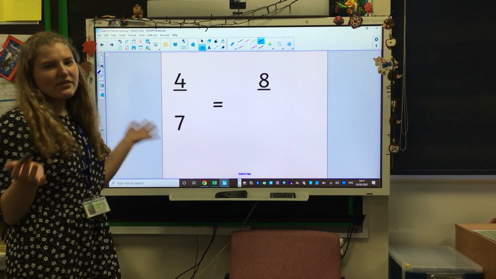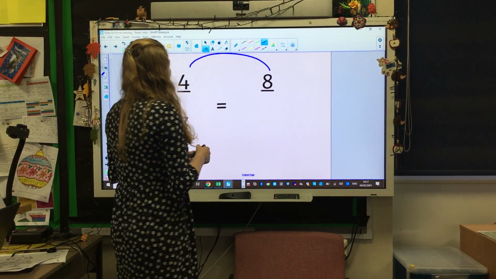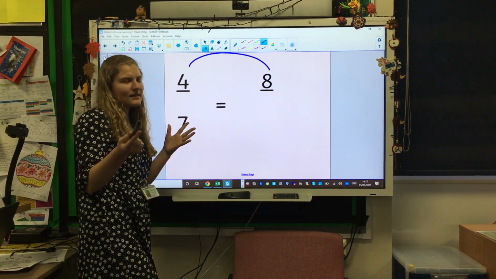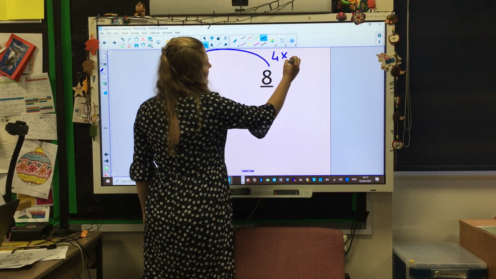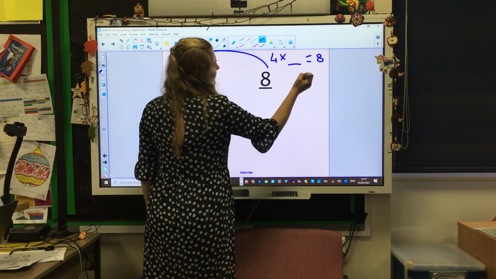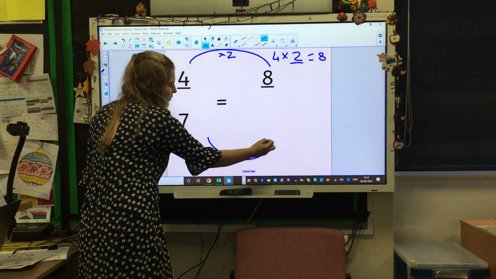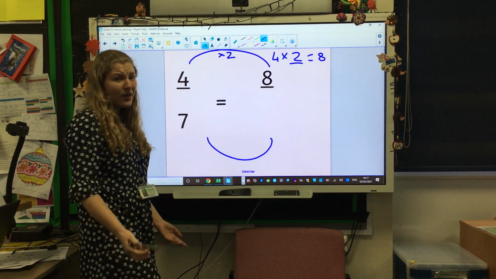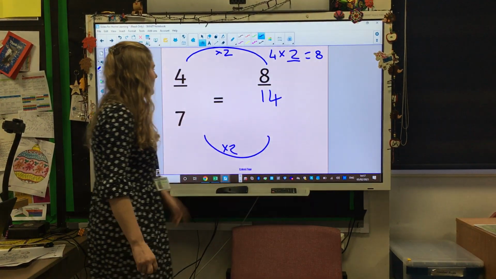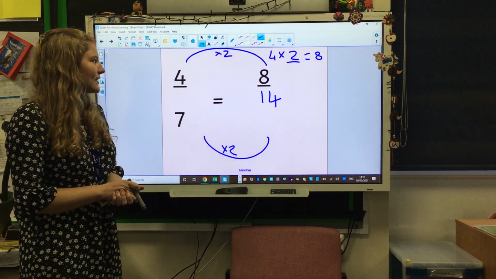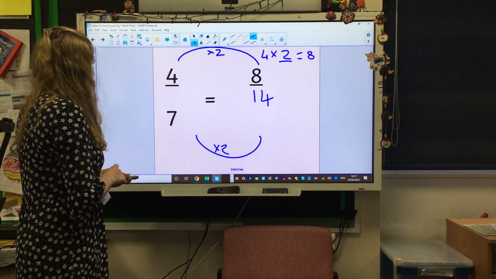Here, okay, this one, bit of a find the missing number. What do you do to 4 to get 8? So, if it was written down as our sum, it would be 4 times something equals 8. So you can all tell me that that's 2. Okay, so that means, what do we have to do to 7? We have to times it by 2. So 7 times 2 is 14. So 4/7 is the same as 8/14. Okay, hopefully you're staying with me.